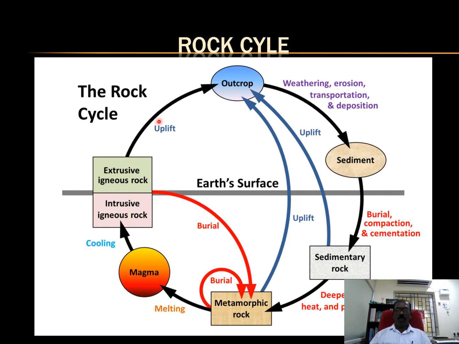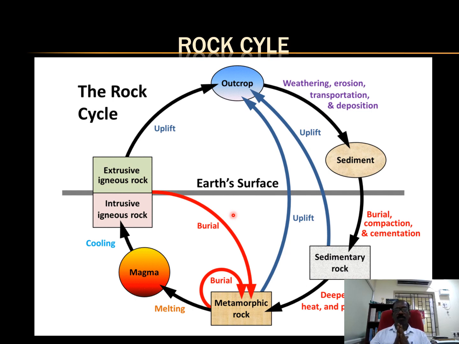So this is what is called the rock cycle. Intrusive rocks become sedimentary rocks, then sedimentary rocks are converted into metamorphic rocks. These metamorphic rocks again come up like intrusive rocks, and again the same cycle. So all of this happens through high pressure and temperature, according to the place where rocks are formed or where they are located.